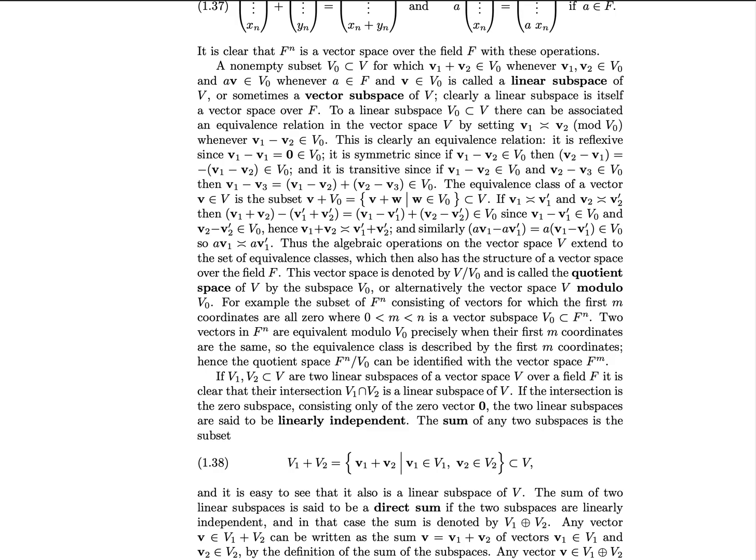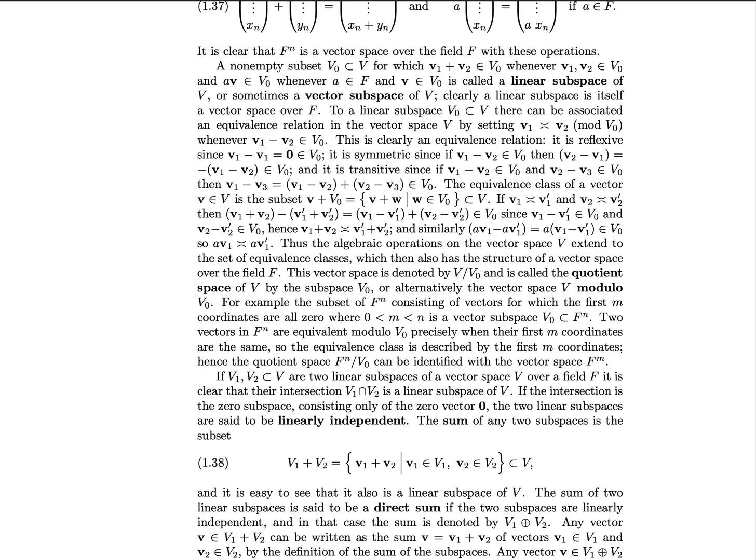To a linear subspace, you can associate some equivalence relations on the whole vector space. That is, we write that two vectors in the vector space, V1 and V2, are equivalent mod the subspace V0 whenever V1 minus V2 is in V0. That is, if you consider the difference of the vectors and it lies inside the subspace V0, then you say that those two vectors are equivalent to one another.